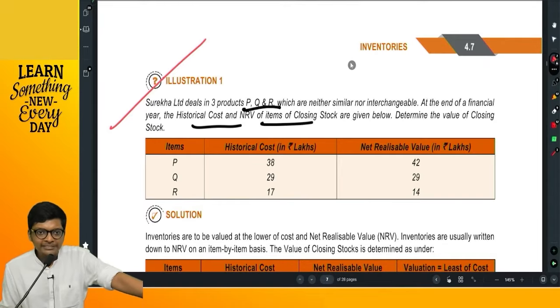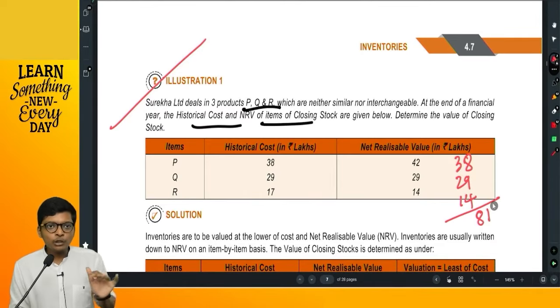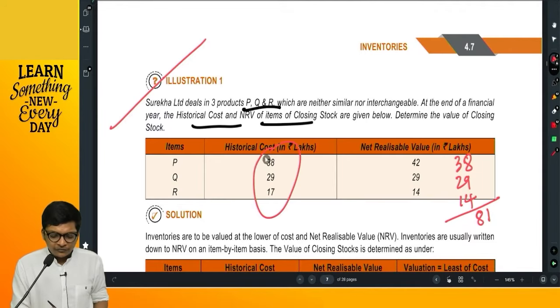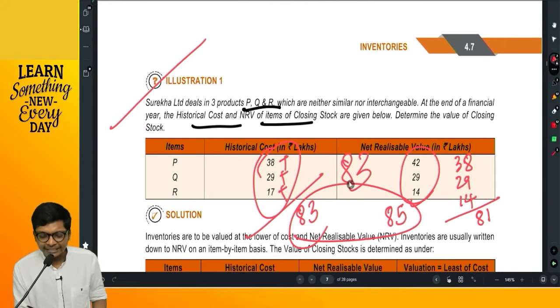Illustration 1, 4.7. What's the value of inventory? How much? 38, 40. Answer is 81. That's all. Can I do it like this? Total of this, how much? 38 plus 29 plus 17, 80. Total of this, 85. And compare both and tell my answer is 83.